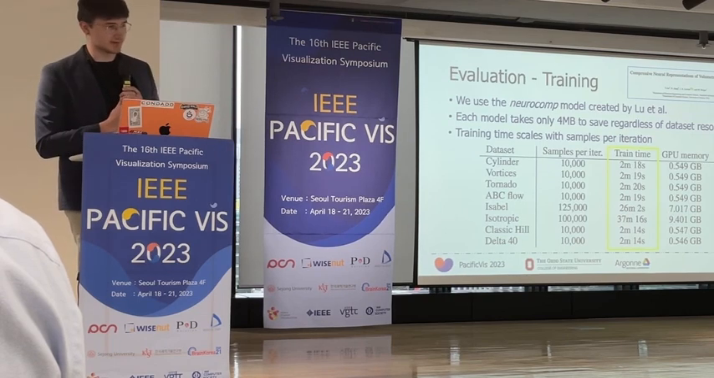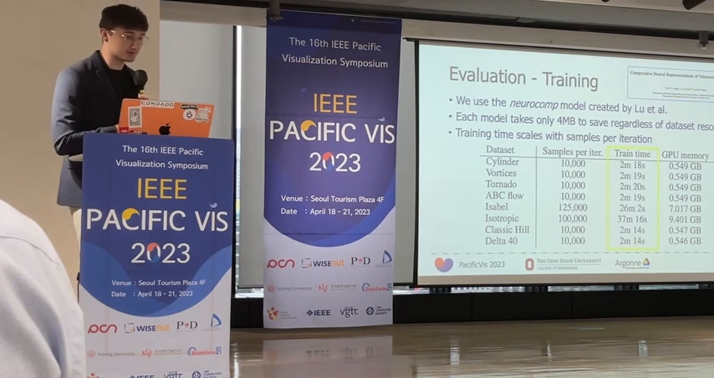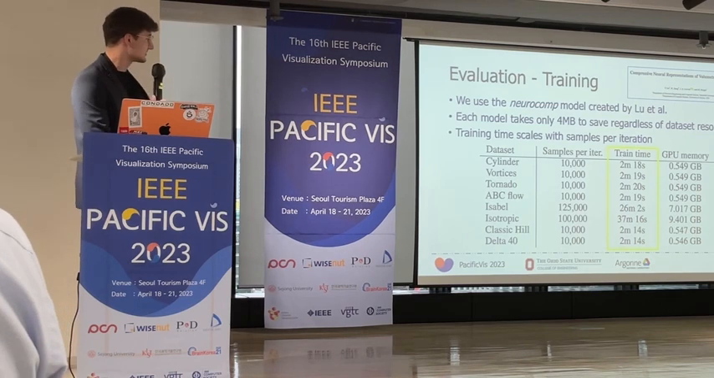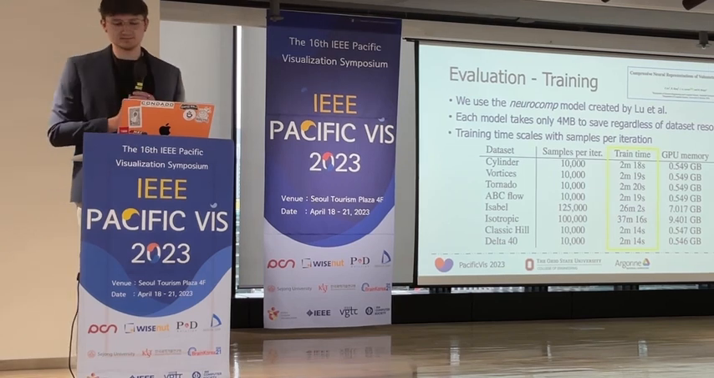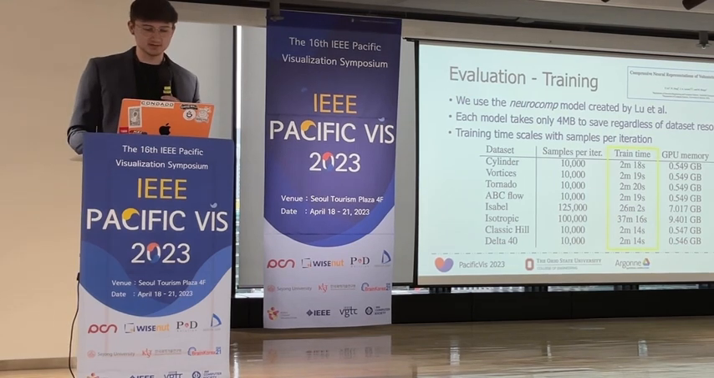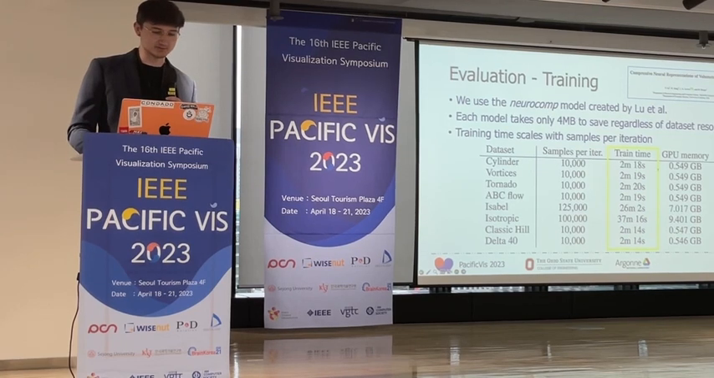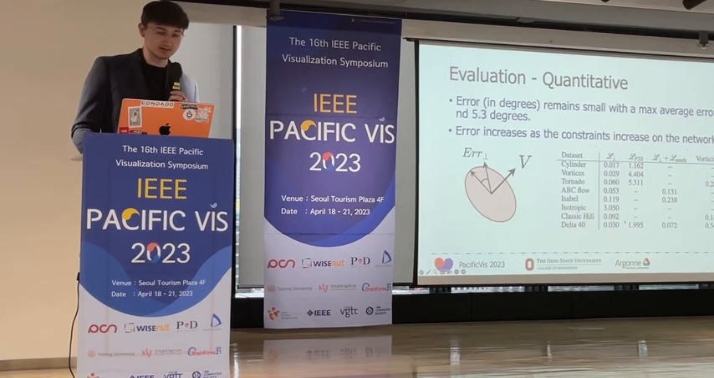For the actual neural network model that we used, it's by Liu et al., called NeuroComp, compressive neural representations of volumetric scalar fields. Any INR model works in this case, but this was the model that we went with, and these are some of the metrics from the training. Small models took about 2 minutes, and some larger models took up to 37 minutes. The average angle error is less than 1 degree for most cases, but goes up to 3 degrees, or 5.3 degrees in one case.